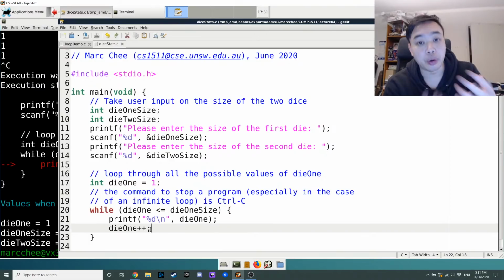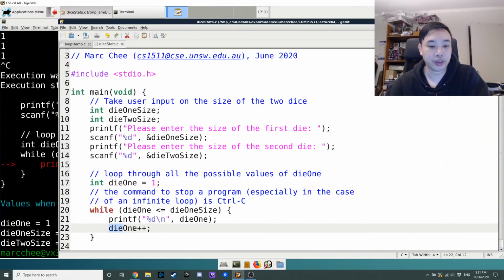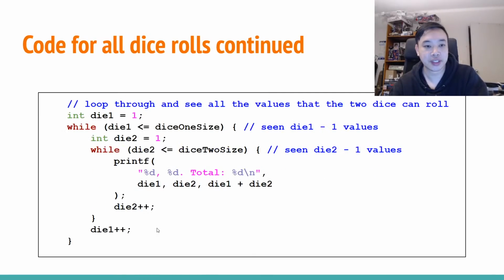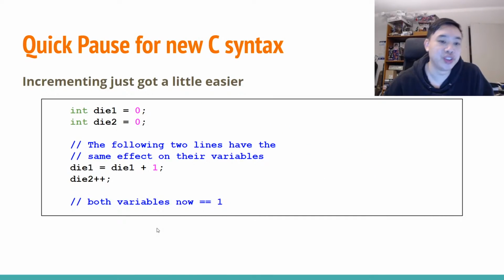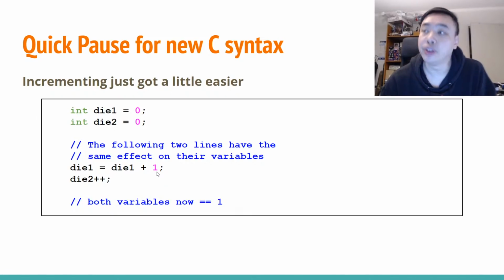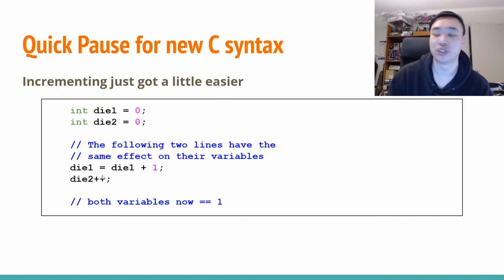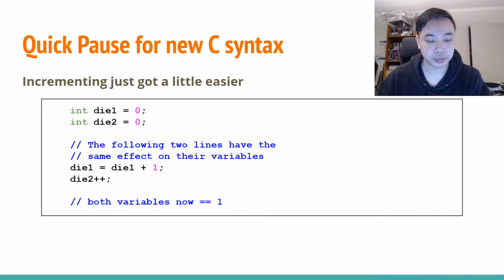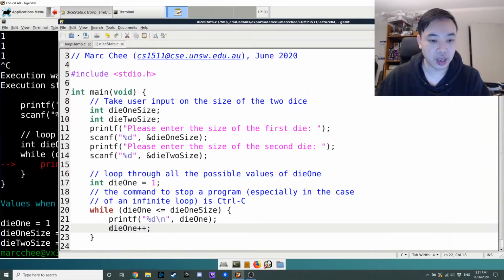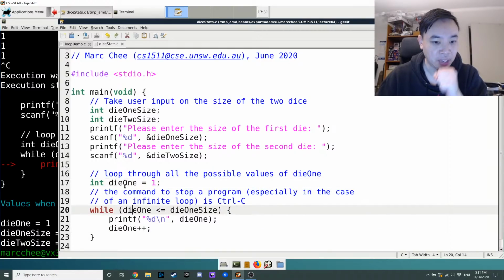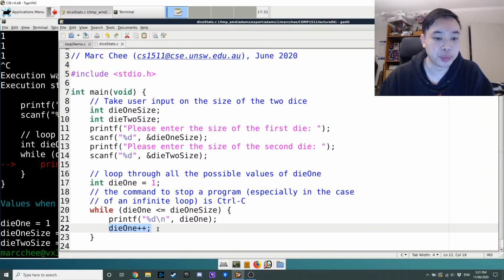Incrementing happens so often in programming that we have a shorthand for it: die1 plus plus. I have a slide about this. Quick pause for the new syntax. So incrementing just got easier. Die1 is equal to die1 plus 1, and die2 plus plus, these have the same effect. They will just add 1 to a number, so the number just gets 1 bigger. I'm going to use this plus plus a lot in our loops because it's the shorthand I'm really used to. So whenever we have a loop counter like this die1, I can just do a plus plus on it.